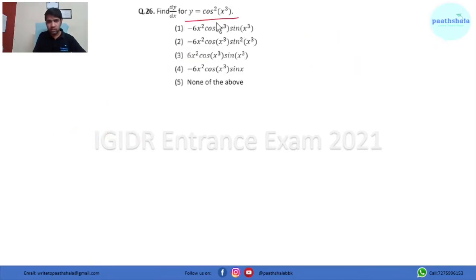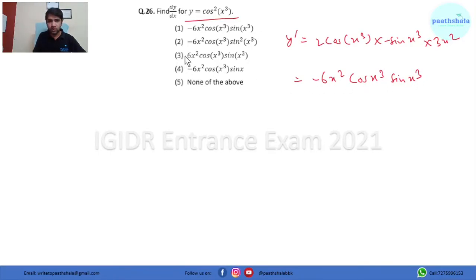In this question, it is asking to find the differentiation of this function. So let's apply the chain rule in order to get the solution. So y dash will come out to be, first the differentiation of cos square x, which will be 2 cos x cube. Now the differentiation of cos x cube is minus sine x cube. Now again by chain rule we'll differentiate x cube, so this comes out to be 3x square. So finally this will come out as minus 6x square cos x cube into sine x cube. So if I go by choices, you can see that the first option is the right option. Now let's move to the next question.